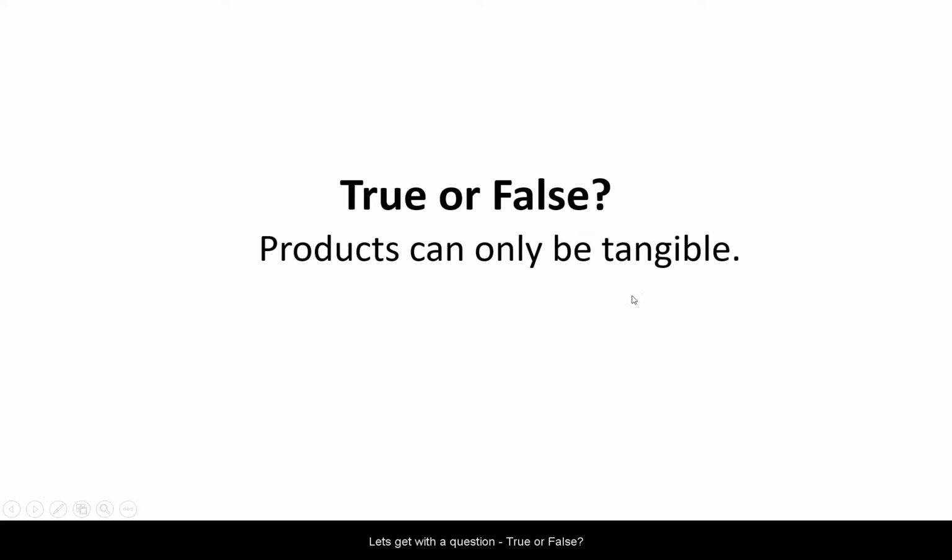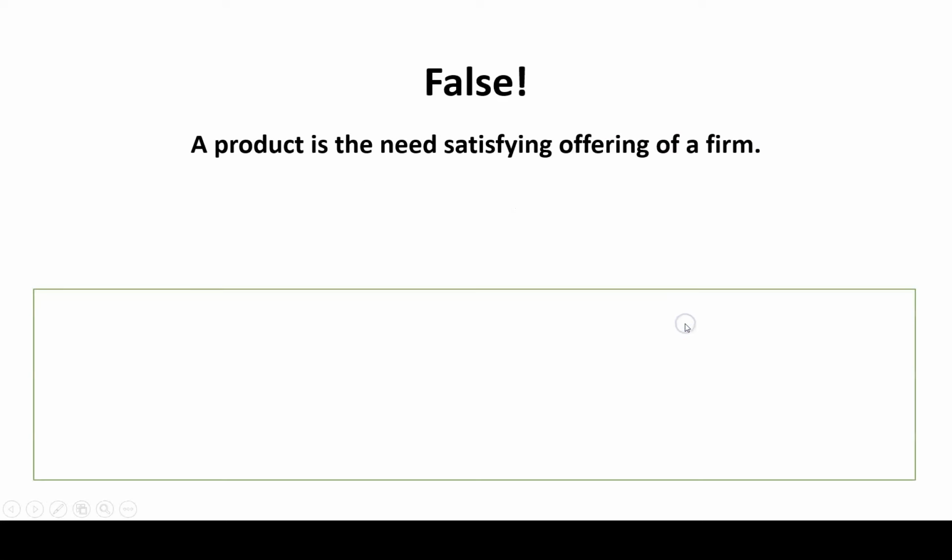So what are products? Let's start with a question, true or false? We'll see how much we remember from chapter 1. So true or false, products can only be tangible. Tangible as in they have to have a material, physical form. They're touchable, even smellable perhaps. Hopefully you said false.